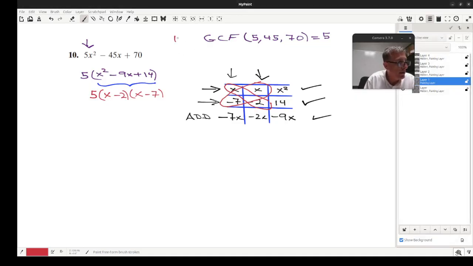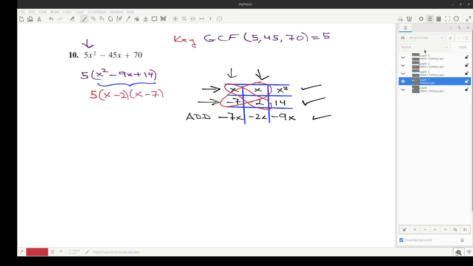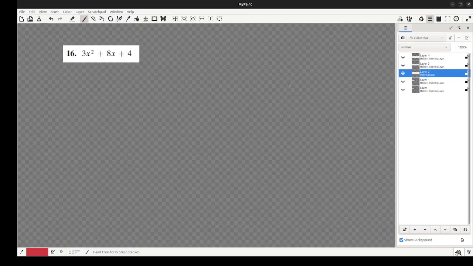And the key part was this part right here, finding the GCF. So whenever you have a leading coefficient that's not 1, you always need to consider the GCF of only the coefficients of each term, and of course the constant term. So let's go ahead and look at another layer, turn off that one.